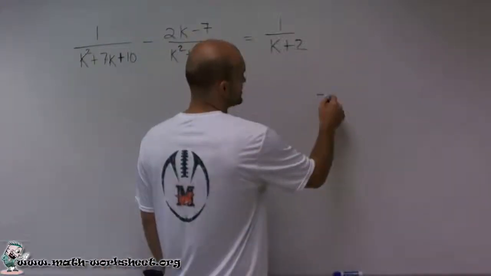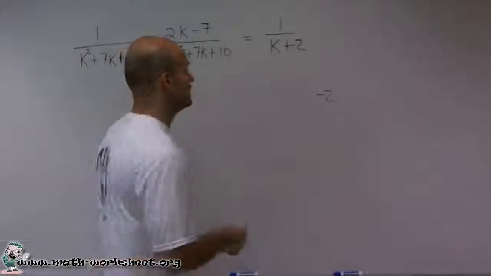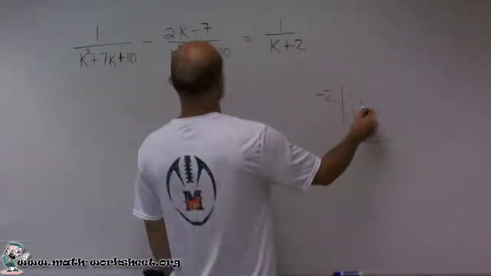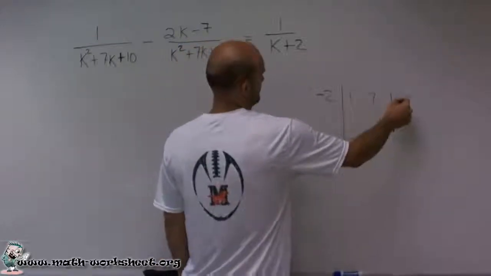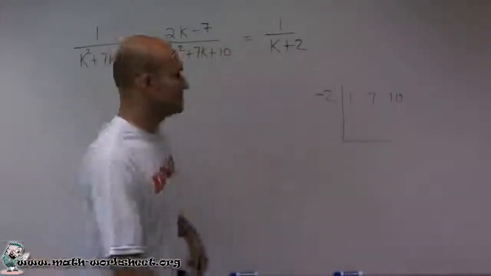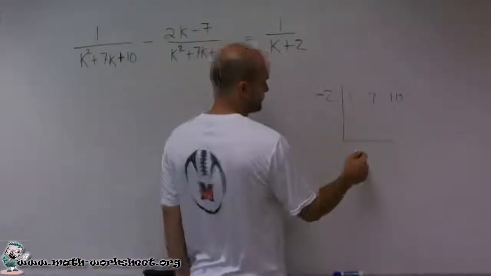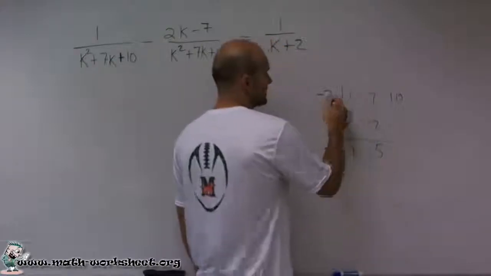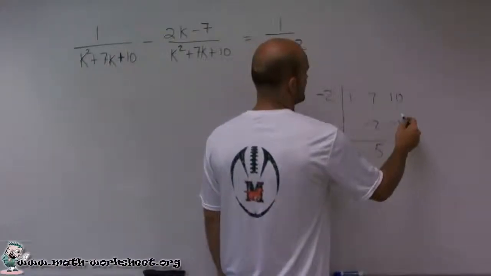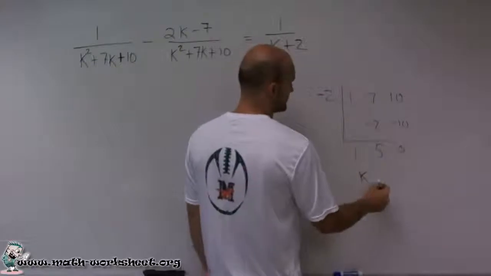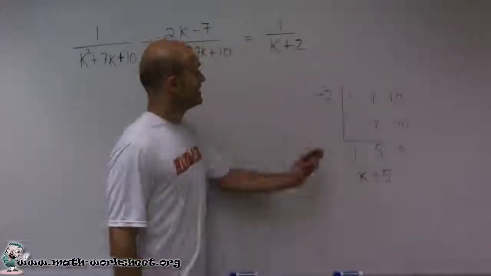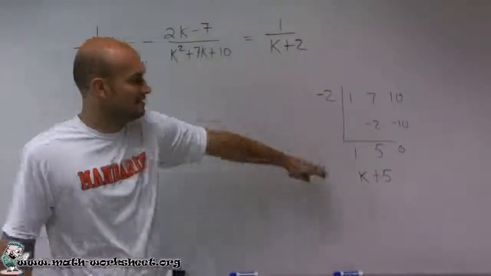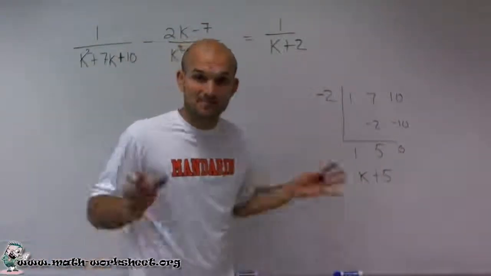So to use synthetic division, I'm going to use the opposite of my binomial term, -2. And then I'm just going to take the coefficients of my trinomial to bring it down. So now making a tutorial on synthetic division, you bring down the first term, -2 times 1 is -2, 7 plus -2 is 5, -2 times 5 is -10, 0, so therefore I end up with k plus 5. So yes, k plus 2 actually does divide into k squared plus 7k plus 10 by multiplying by k plus 5. So that's good.